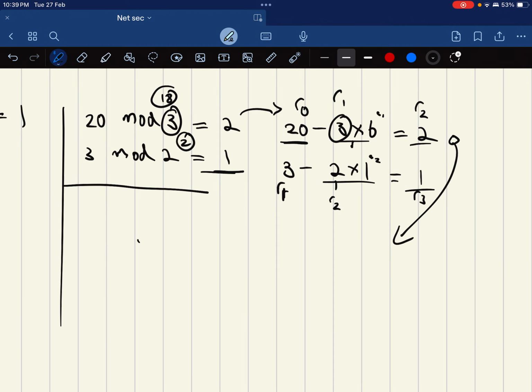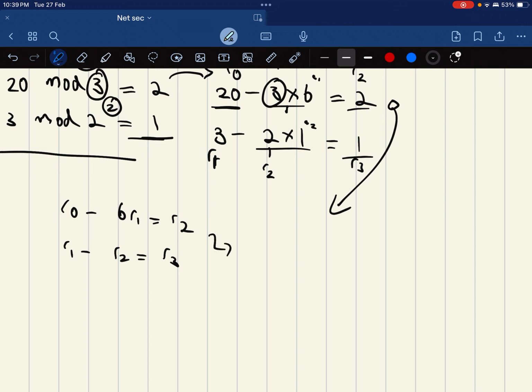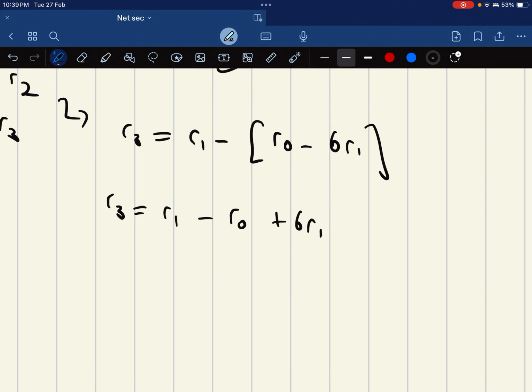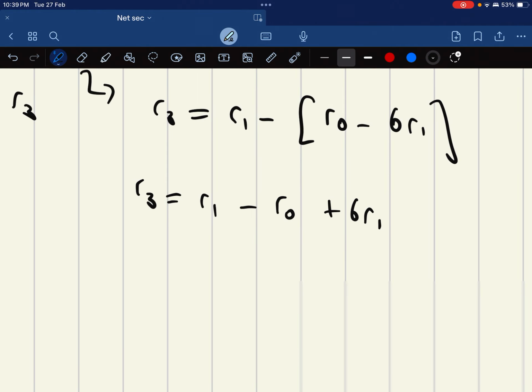So now you can write it as this. R0 minus 6 R1 is equal to R2, and then you can write R1 minus R2 is equal to R3. And you can just do simple replacement in R3. R3 is equal to R1 minus (R0 minus 6R1). Last thing is R1 minus R0 plus 6R1. You have to be careful here with the multiplication in this calculation because it's very easy to go wrong. So minus R0 plus 7R1 is equal to R3.